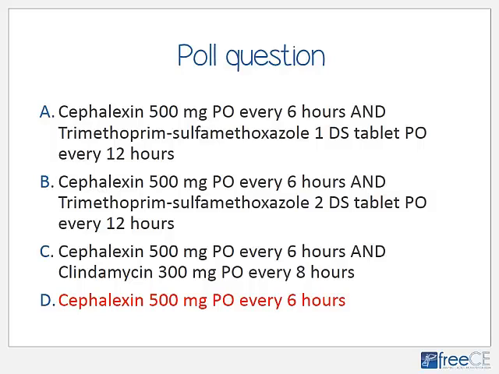So as I mentioned, none of these would be wrong, but I think the best answer to best treat his cellulitis and minimize toxicities is going to be monotherapy with the cephalexin 500 milligrams every 6 hours.